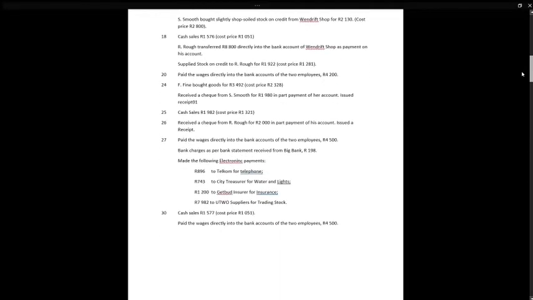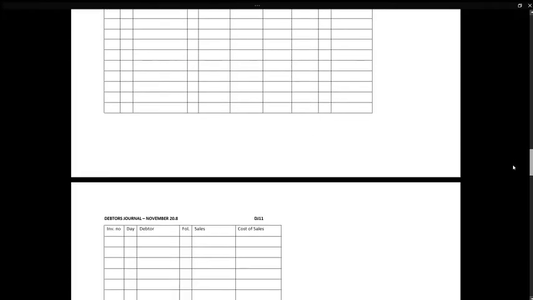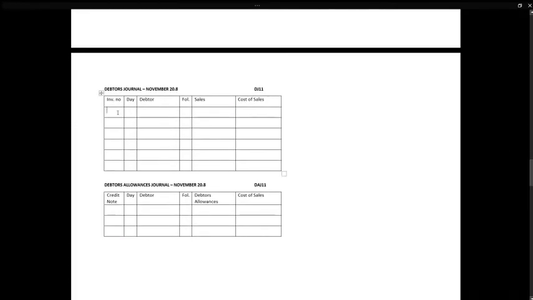Next transaction. Right, so next transaction took place on the 4th. Sold goods on credit to RRF 4,599 Rand, of which the cost price was 3,066 Rand. Invoice 01 was issued. F Fine 976 Rand, of which the cost price was 651 Rand. So both of these are on credit, so I will go straight to my debtors journal and fill it into the correct journal. Right, so we issued invoices to these debtor customers or credit customers.